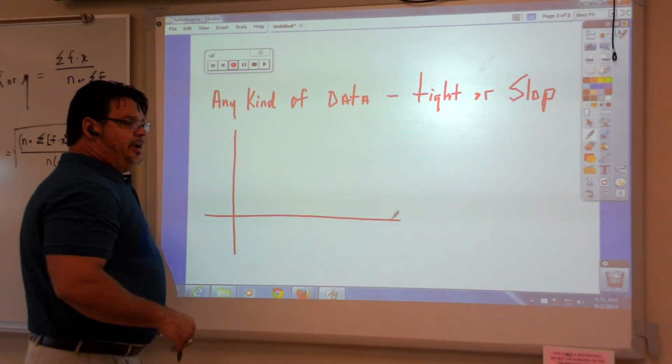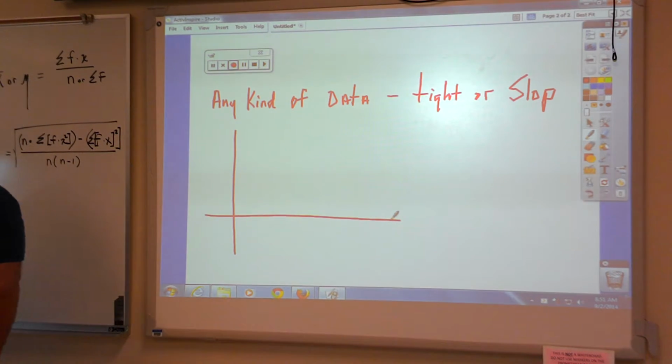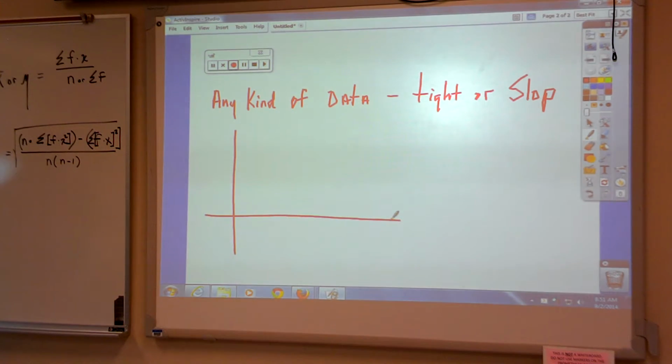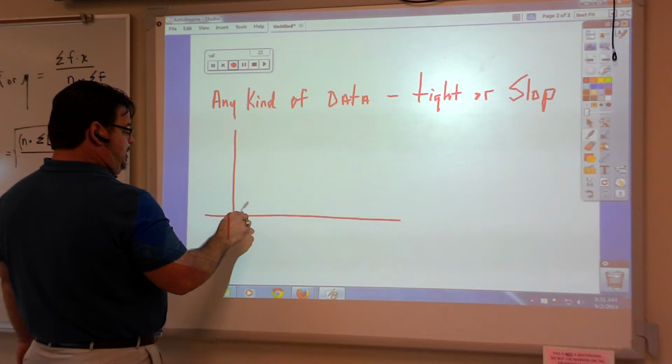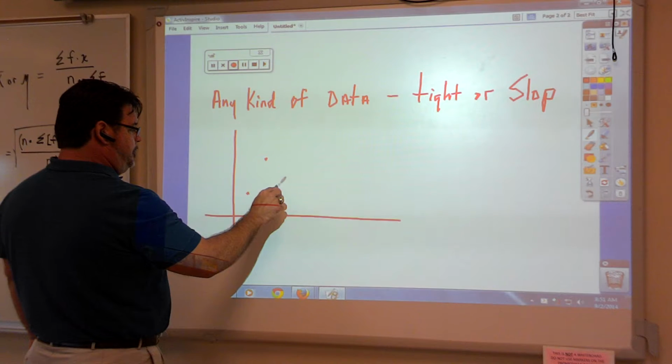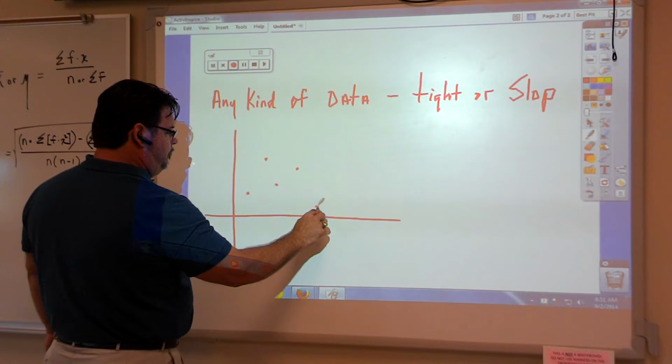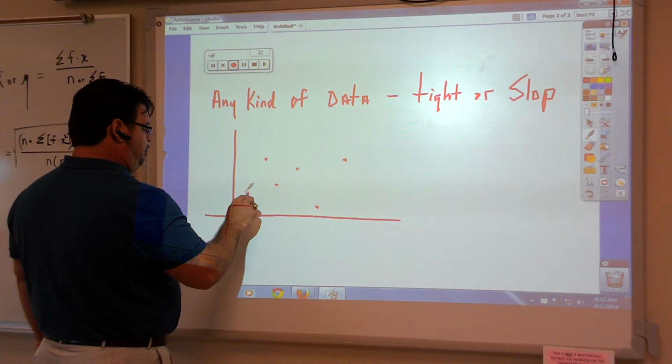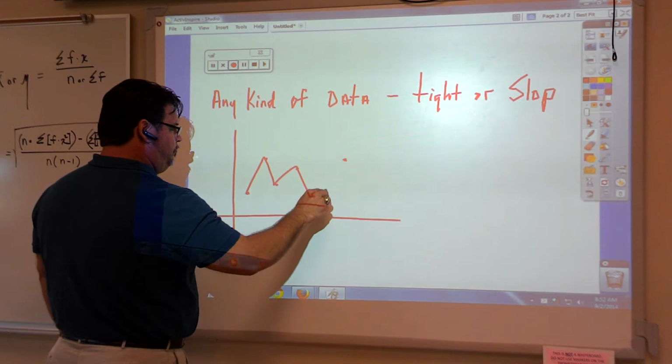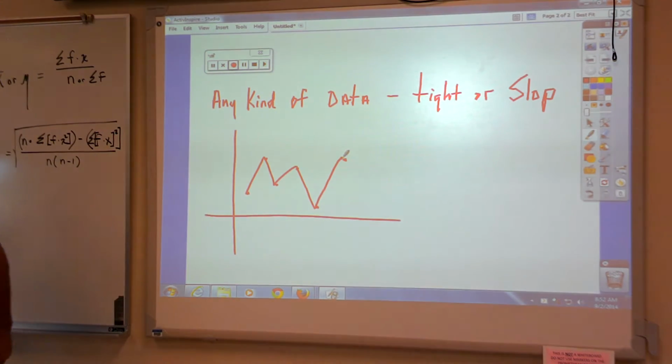Let's say you go out and take a poll of how many people in the parking lot drive a white car or something. It doesn't matter what the question is. And this is what you get. You got variation. You got data. Is it tight? No. It's all over the place. You got variation. High variation means slop.